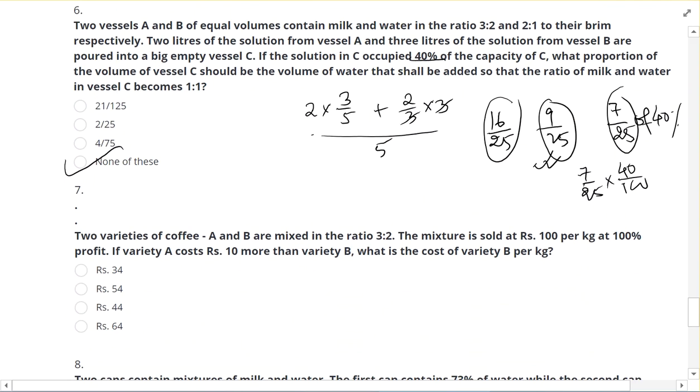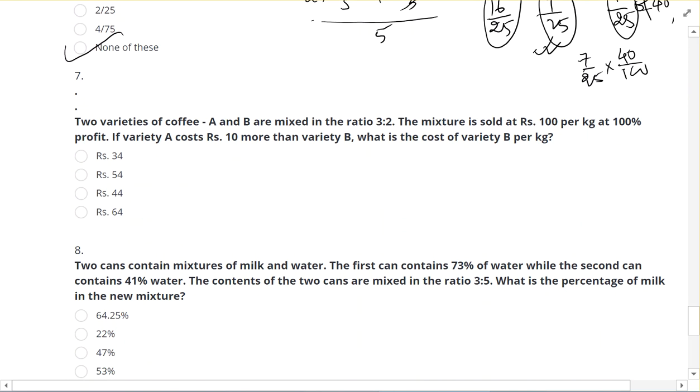Okay. Now question number 7. Two varieties of coffee are mixed in the ratio 3:2. The mixture is sold at 100 rupees per kg at 100% profit. So 50 rupees was the cost price, because 50 rupees profit added gives 100 rupees per kg selling price. If variety A costs 10 more than variety B, so this is x plus 10, and the ratio is 3:2, so we can say 6:4. So here it is 6 and here it is 4.